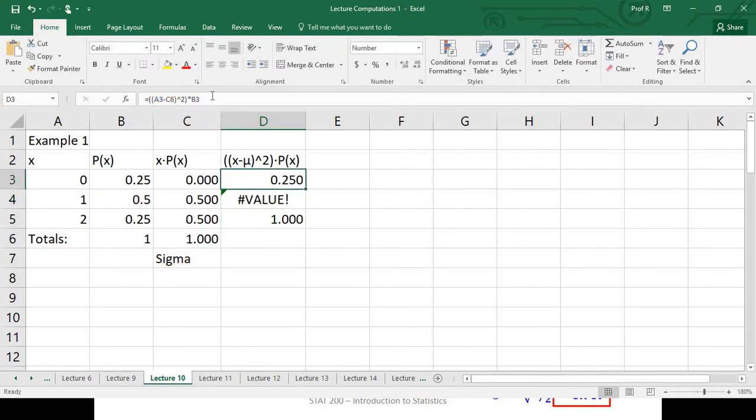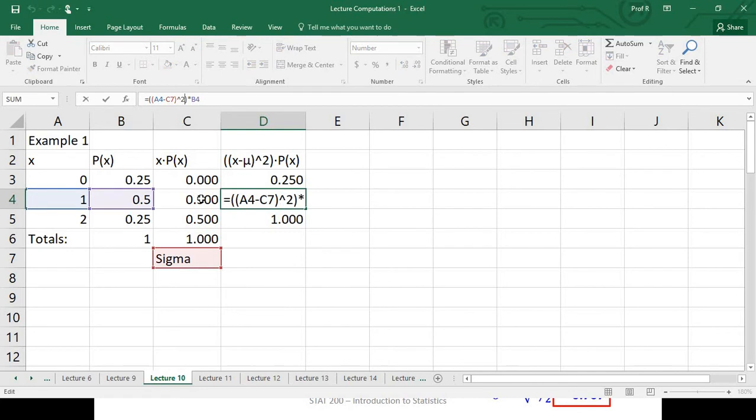So here, what we told Excel to do was take the value that's 3 to the left, that's what A3 is, 1, 2, 3 to the left, subtract the value that's over 1 and down 3 from it, square that, and then multiply it by the value that's 2 to the left. So it did that there.